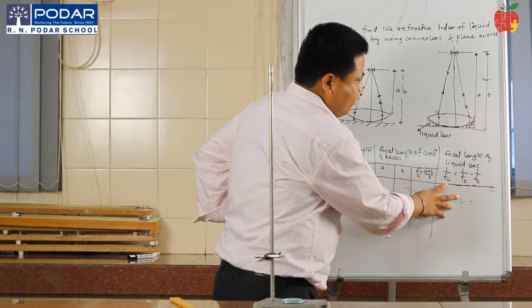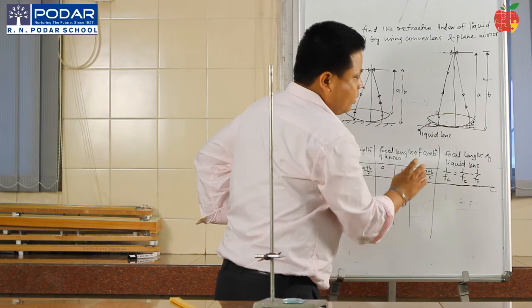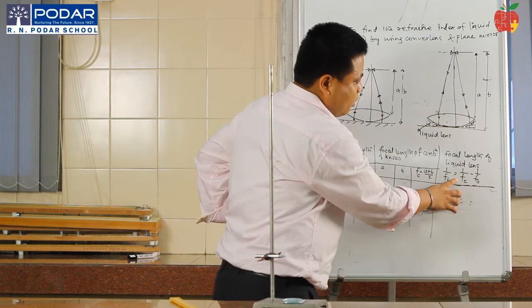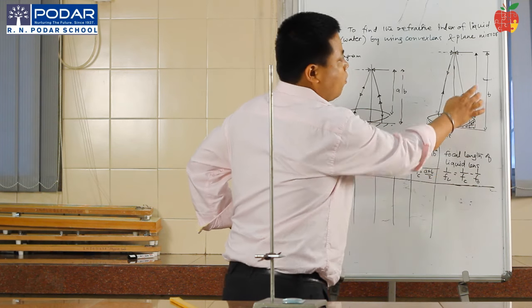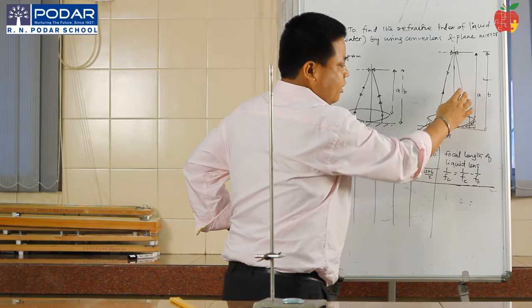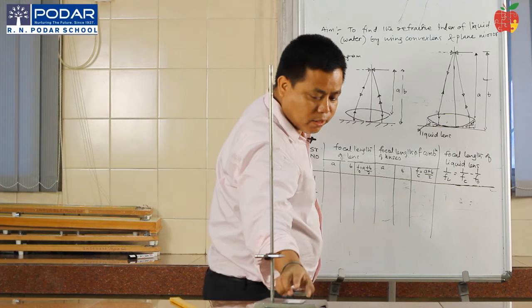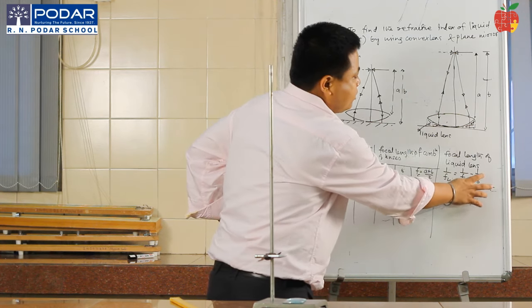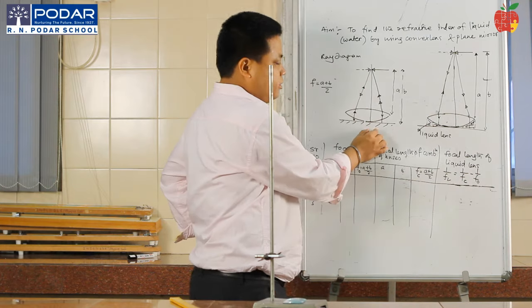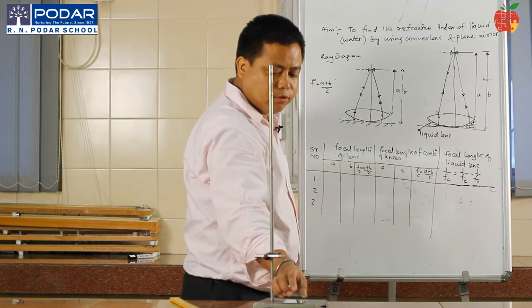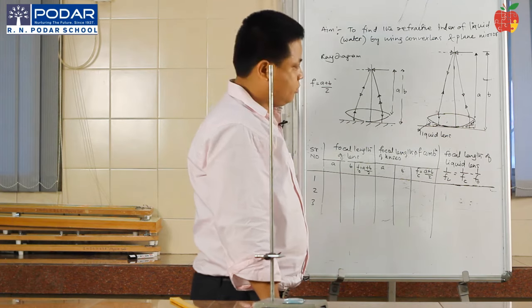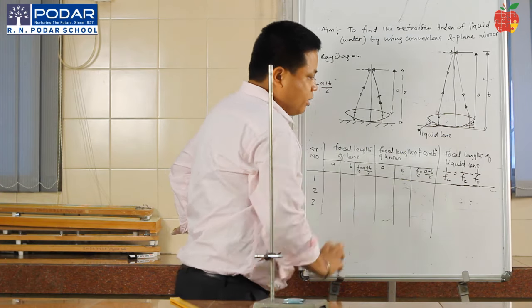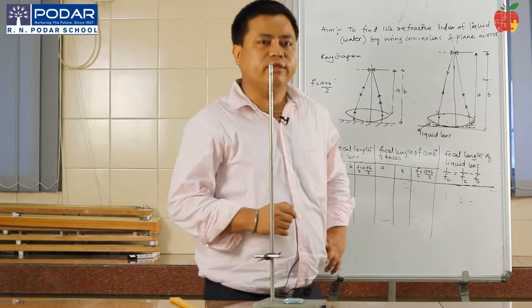So similarly, how can I calculate the focal length of the liquid lens? By using this formula: 1 by the focal length of the liquid lens equals 1 by the focal length of the combination, obtained in the second case when I put the water on top of the mirror, minus 1 by the focal length of the lens alone, which is the first reading when we do it only with the lens. So this is the observation table. Now I'll tell you next how to take the readings.